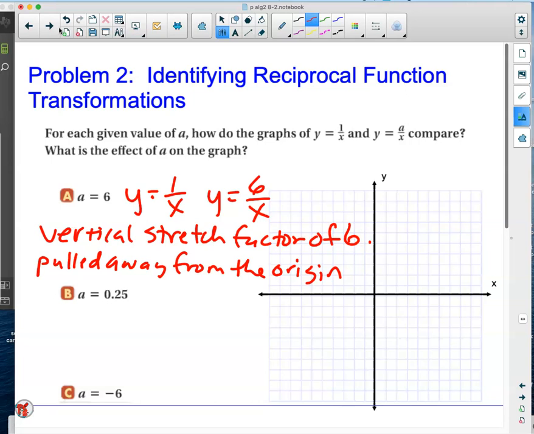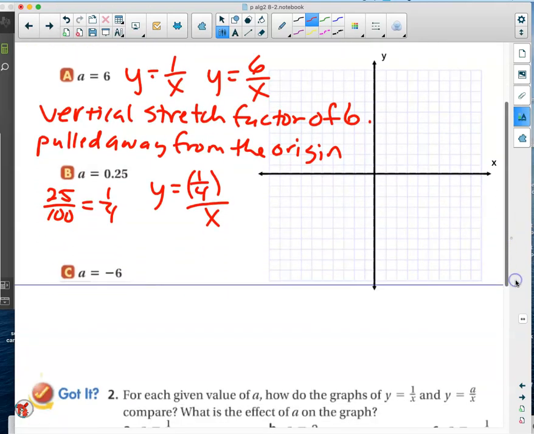0.25. I don't think I like that. When they do decimals, they're usually trying to hide something from me. That's 25 hundredths. What is 25 hundredths reduced to? That's what they were trying to hide from me. They didn't want me to see that, because then I could tell them this is a vertical compression, factor of 1/4. They were trying to be sneaky.